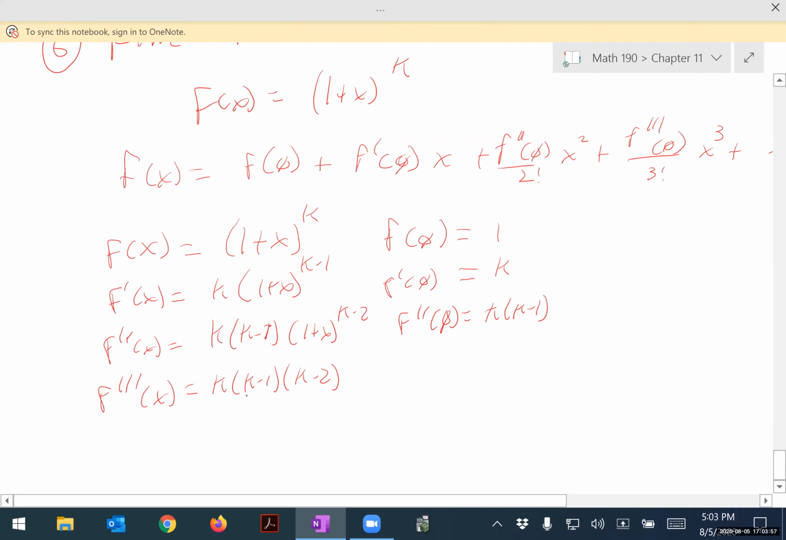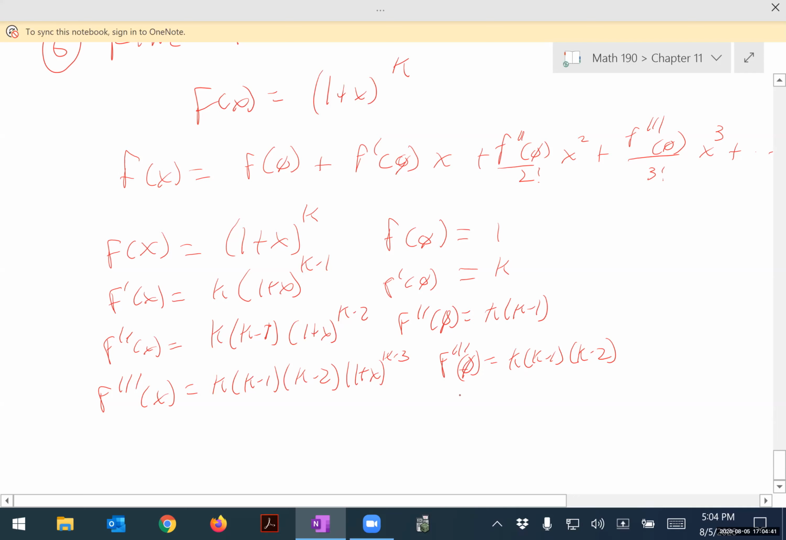So f triple prime of 0 is equal to k times k minus 1 times k minus 2. Sorry, this was times 1 plus x to the k minus 3. So you can kind of see what's happening here. Every time I'm multiplying by one more value less than the previous one. I start with k and then I go k minus 1, then k minus 2.